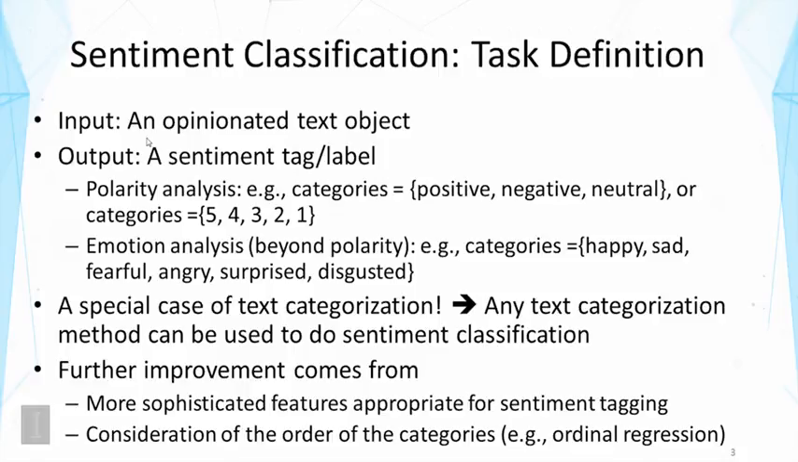One is to use more sophisticated features that may be more appropriate for sentiment tagging, as I will discuss in a moment. The other is to consider the order of these categories. Especially in polarity analysis, it's very clear there's an order here, and so these categories are not all that independent. There's order among them, and so it's useful to consider the order. For example, we could use ordinal regression to do that, and that's something that we'll talk more about later.